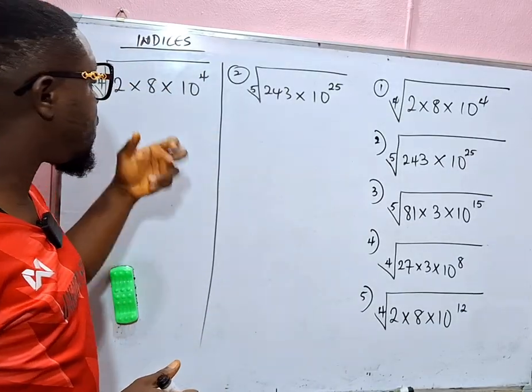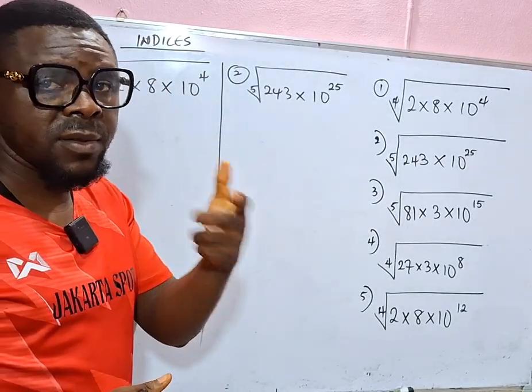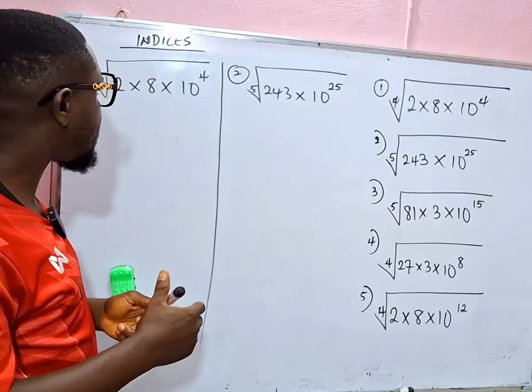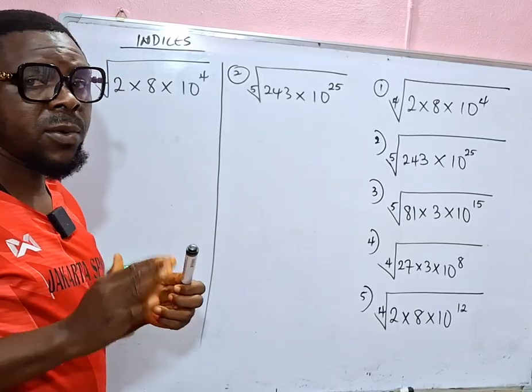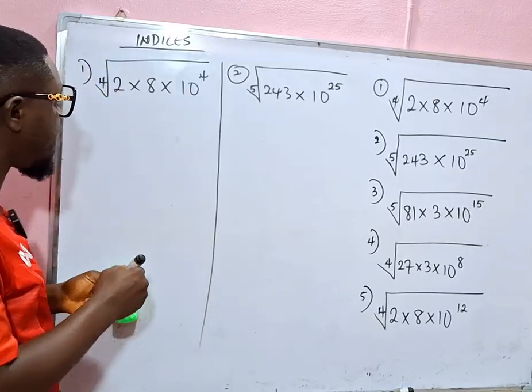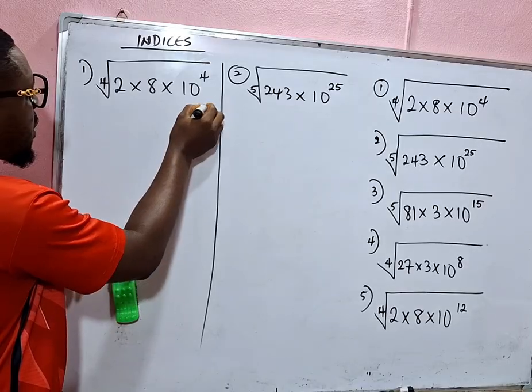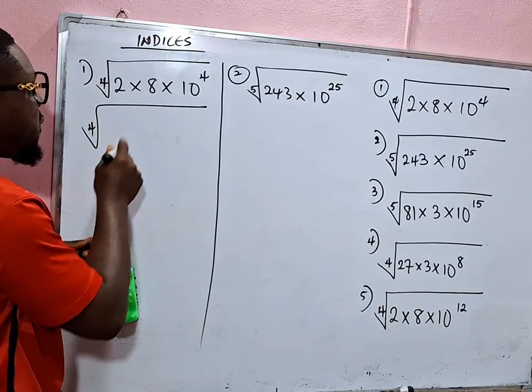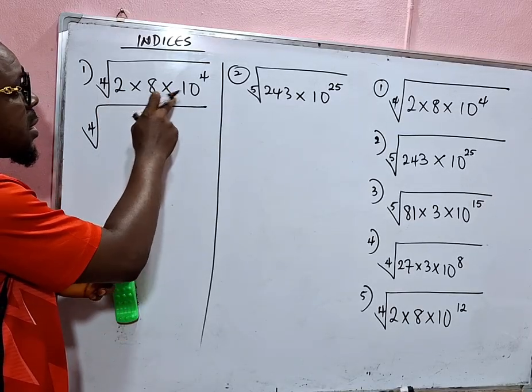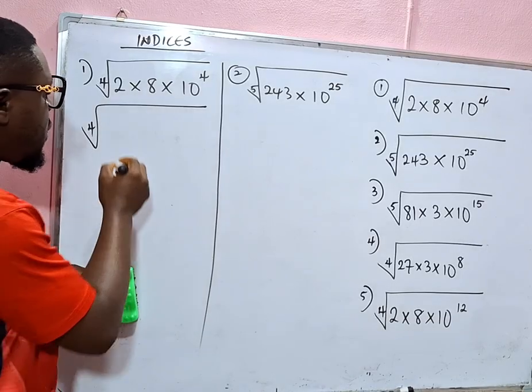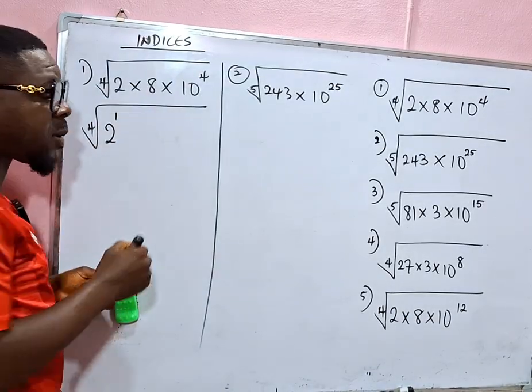Now, this question we are going to apply laws of indices to solve it. For us to solve, we are going to simplify what we have inside the bracket carefully. Look at what I will do. This is just telling you 4th root of 2 times 8 times 10 to the power of 4. So this 2 can be 2 power 1.